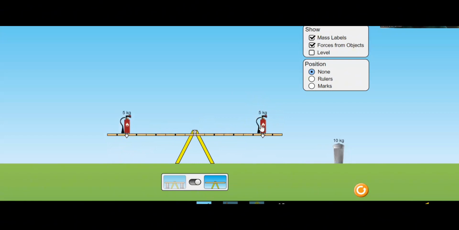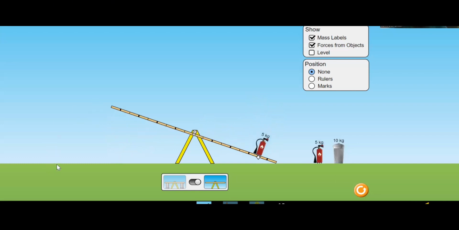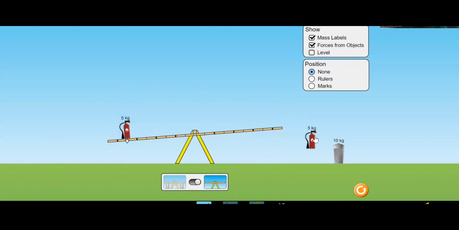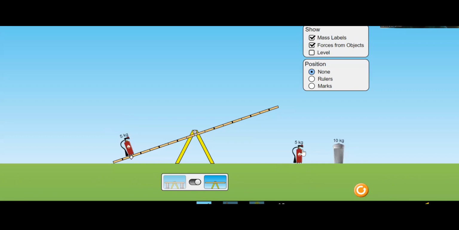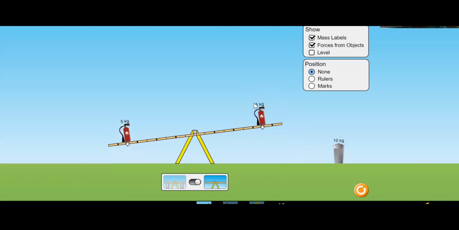Now, the next principle is the principle of conservation of moments. That tells us that the moments that are causing it to turn in the clockwise rotation, which is this one on the right, must be equal to the moments that cause it to rotate in the anti-clockwise motion, which is that one. So when we put the moments of both clockwise and anti-clockwise together, and they're equal, then we get a balancing effect.